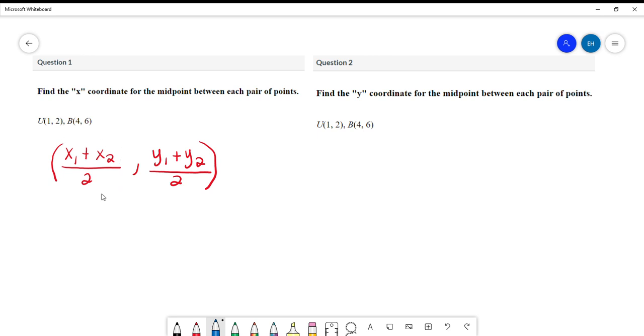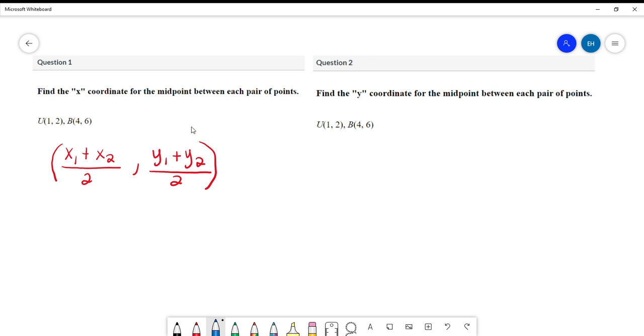And then the same thing for the y's. My y value for my first point plus the y value for my second point, all divided by 2. And again, that's how we get our y midpoint value. Okay, so we're going to do number 1 and number 2 together.